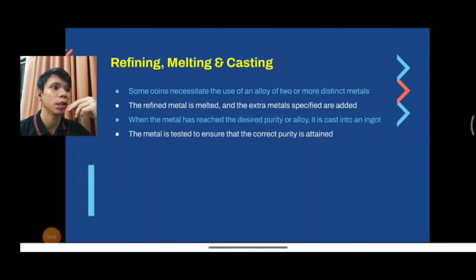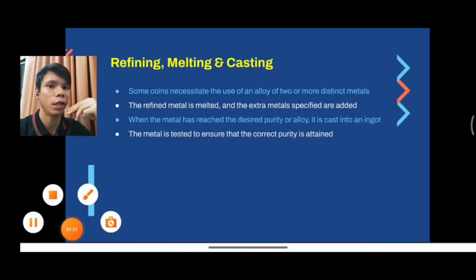The second process is refining, melting, and casting. Some coins necessitate the use of an alloy of two or more distinct metals. The refined metal is melted and the extra metals specified are added. The United States Mint, for example, creates its 5 cent coin from an alloy of 75% copper and 25% nickel. When the metal has reached the desired purity of alloy, it is cast into an ingot. These are big metal bars containing the required amount of metal from the mint. Throughout the process, the metal is tested to ensure that the correct purity is attained.